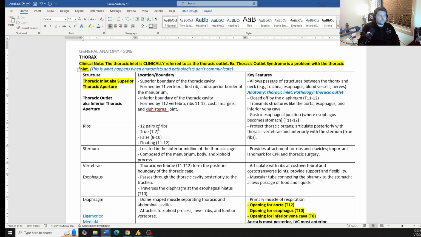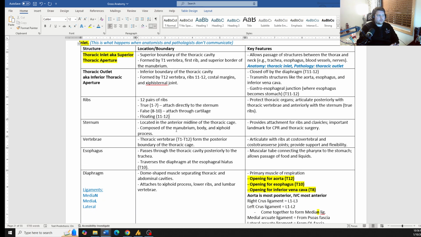We have the ribs, 12 pairs of ribs. Ribs 1 through 7 are true ribs. They attach directly to the sternum. Ribs 8 through 10 are our false ribs. They attach through cartilage to the sternum. And then the floating ribs don't have any connection. Those are ribs 11 and 12.